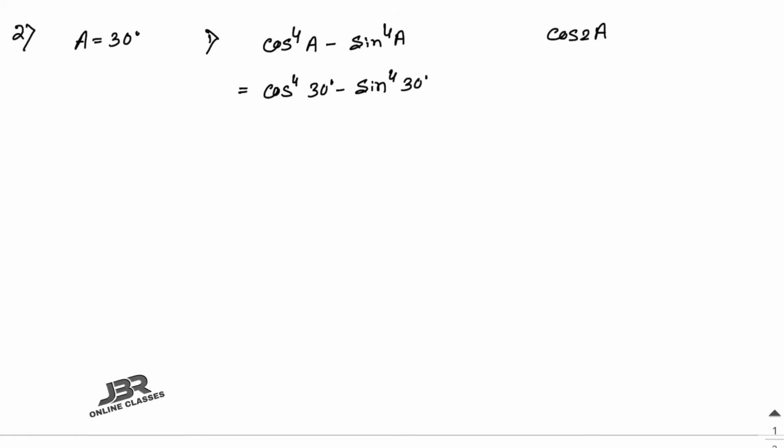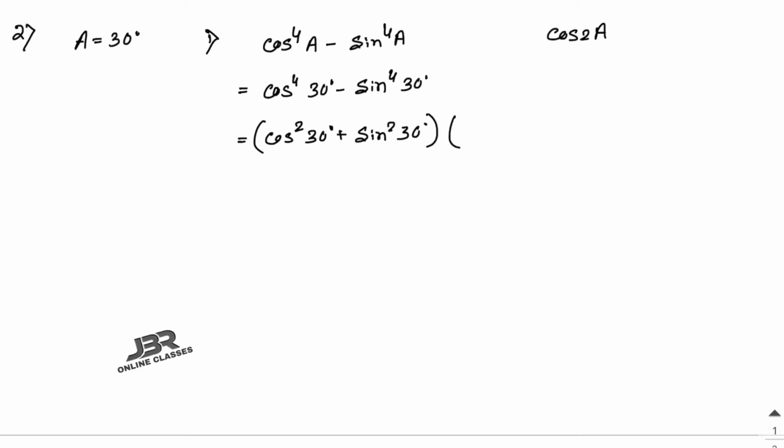You can put down the values directly, or you can also apply the formula of a square minus b square. So as here cos to the power 4 30, do one thing: you can apply the formula, that is cos square 30 plus sin square 30, multiplied with cos square 30 minus sin square 30. Because cos to the power 4 means cos square 30 then whole square. So the first one will be cos square 30 whole square, and the second one will be sin square 30 whole square.